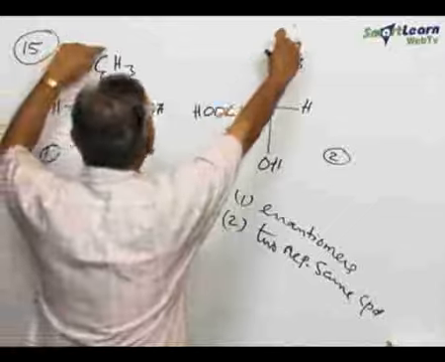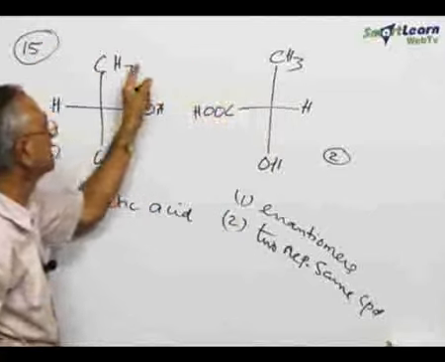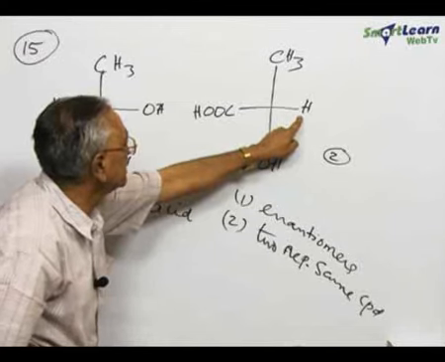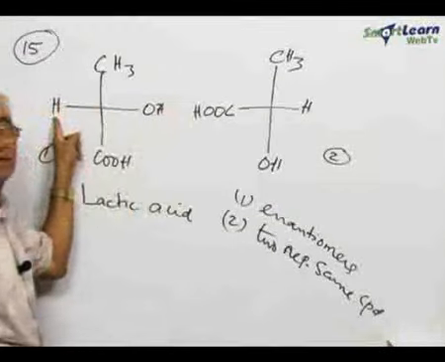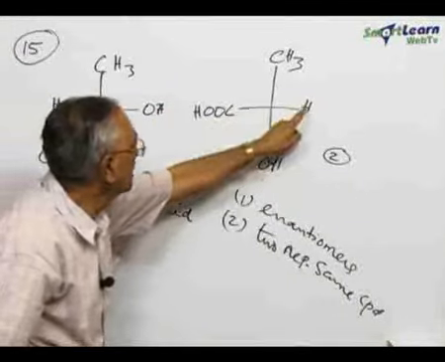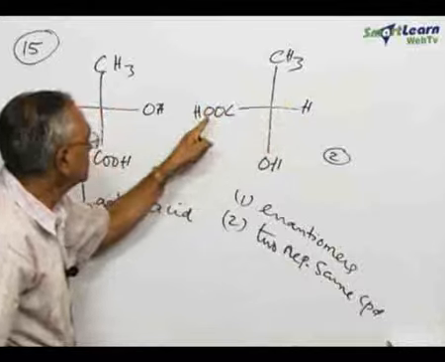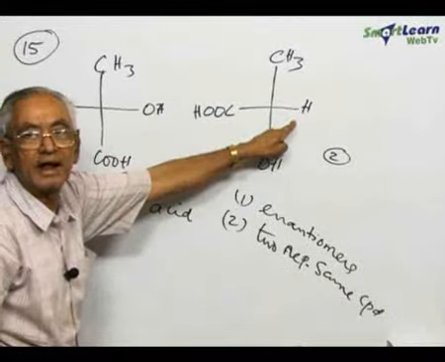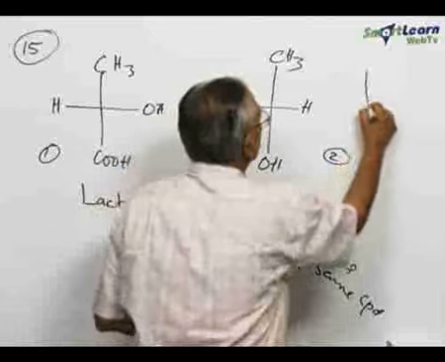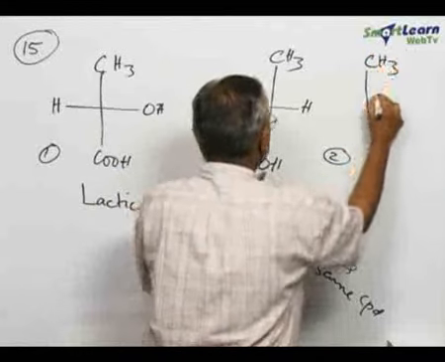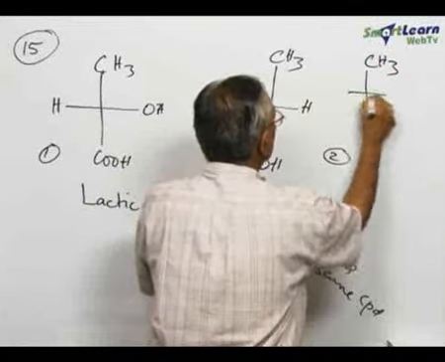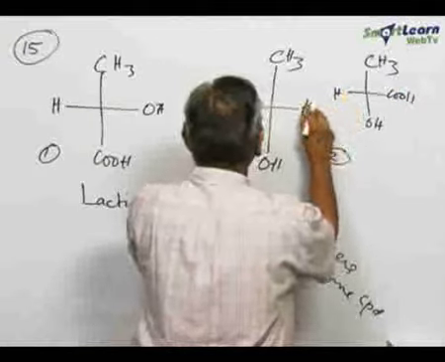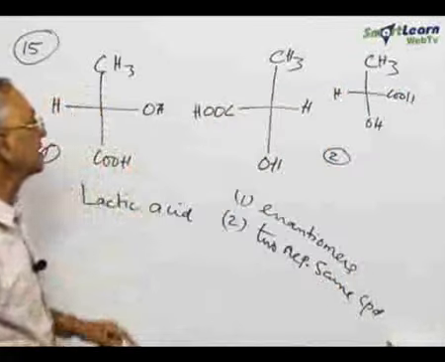This CH3 exactly matches with the other CH3. Therefore, there is no need of making a change. This hydrogen in the second structure is on the right, whereas this hydrogen is on the left. Therefore, bring the hydrogen to the left so that the COOH goes to the right. So, what will be the structure after the first interchange? CH3, don't disturb this, bring the hydrogen here and bring the carboxy over there.